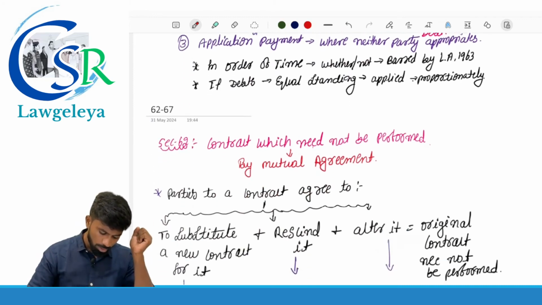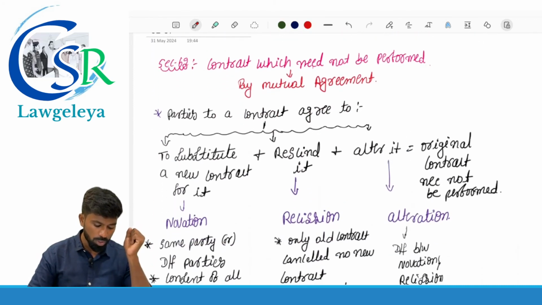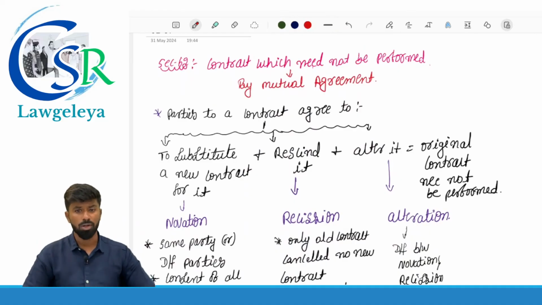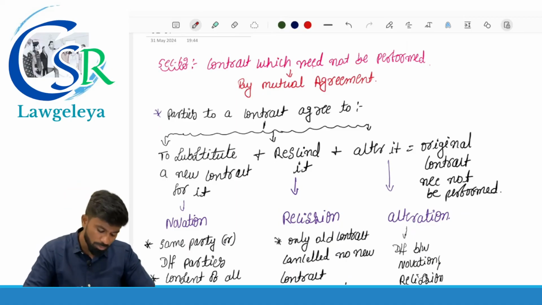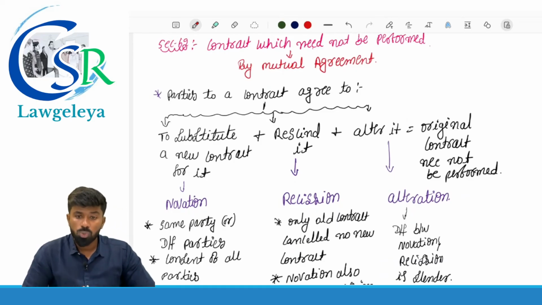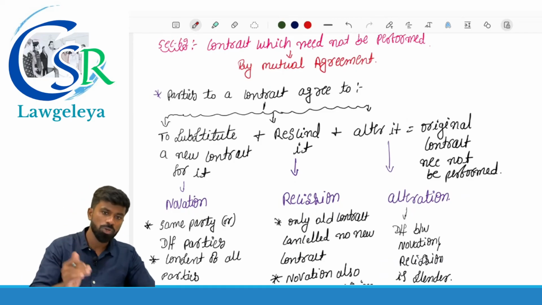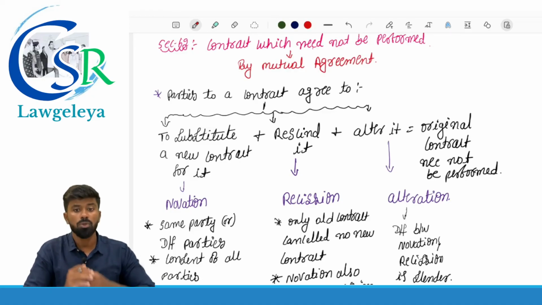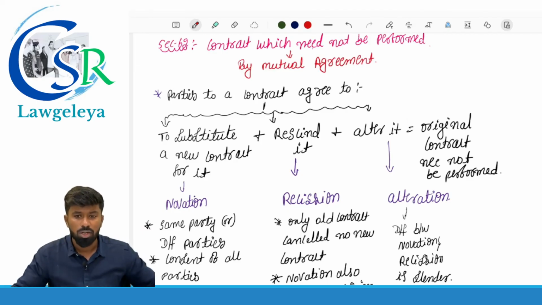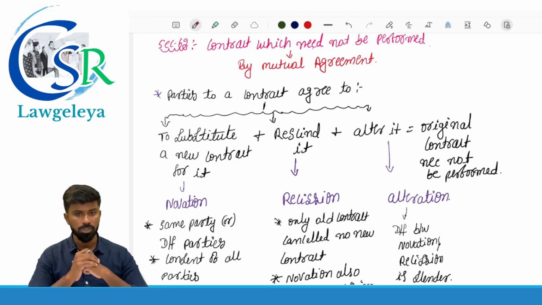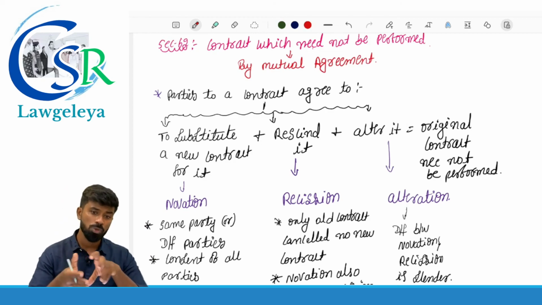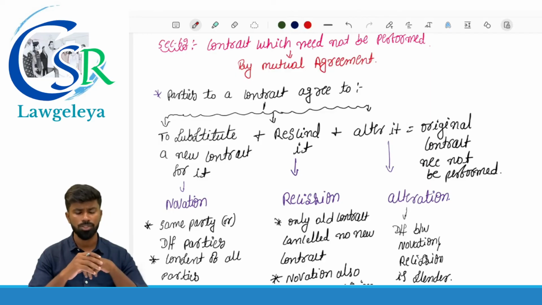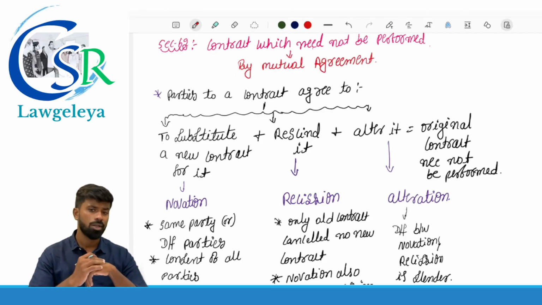Next one, section number 62 to 67 deals with what? Discharge of contract, where the contract need not be performed by the parties to a contract. Section number 62 provides the contract need not be performed by mutual agreement in the following scenario. What is the scenario? The parties to a contract may agree to substitute a new contract for the old contract, or to rescind the contract, or to alter the contract. In all these three cases, the original contract need not be performed. I repeat, the parties to a contract agree to substitute a new contract for it, or to rescind it, or to alter it, then the original contract need not be performed.